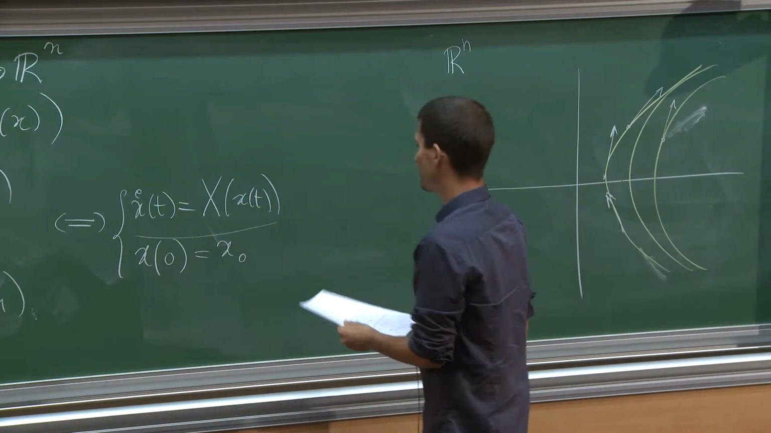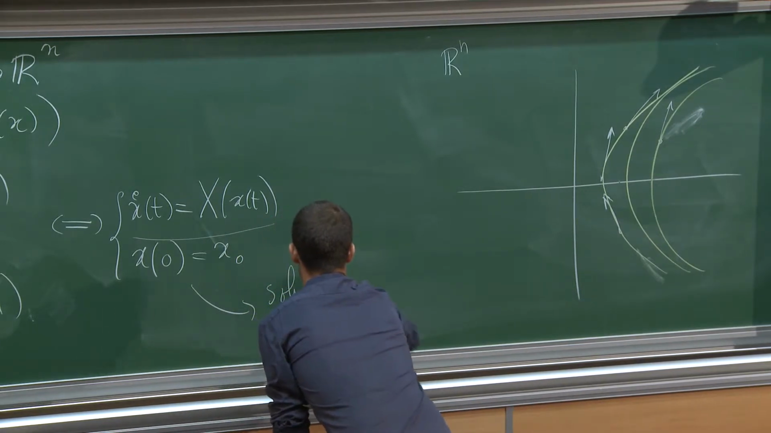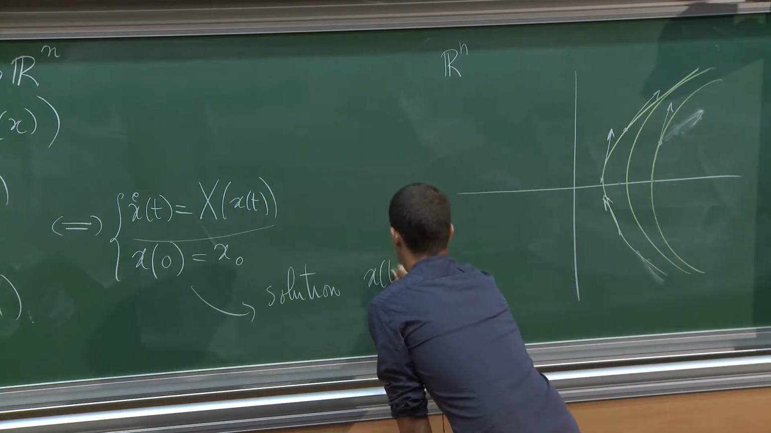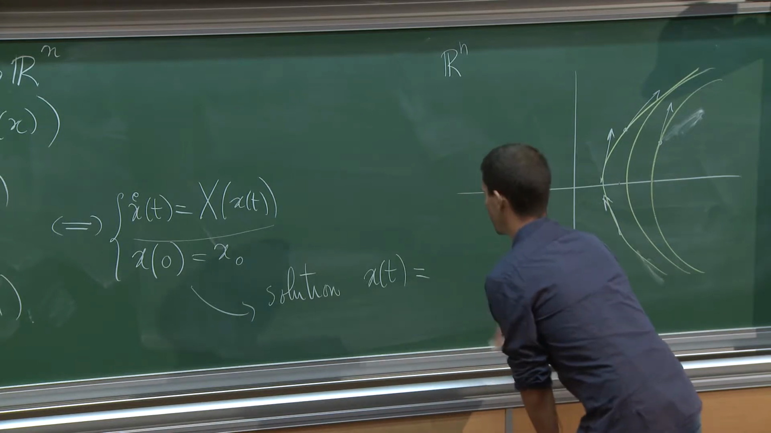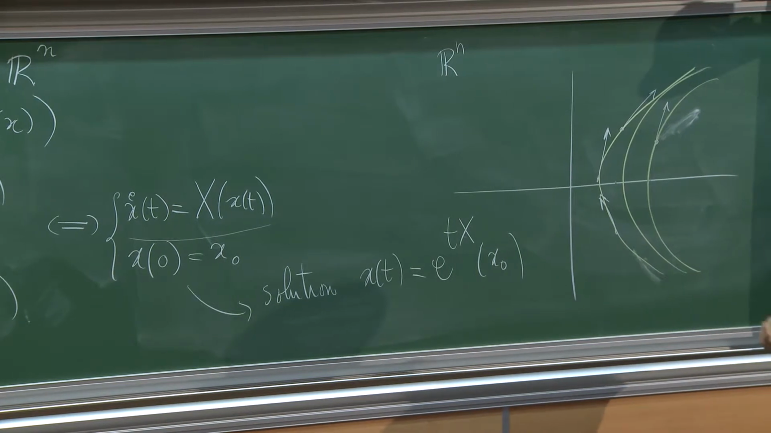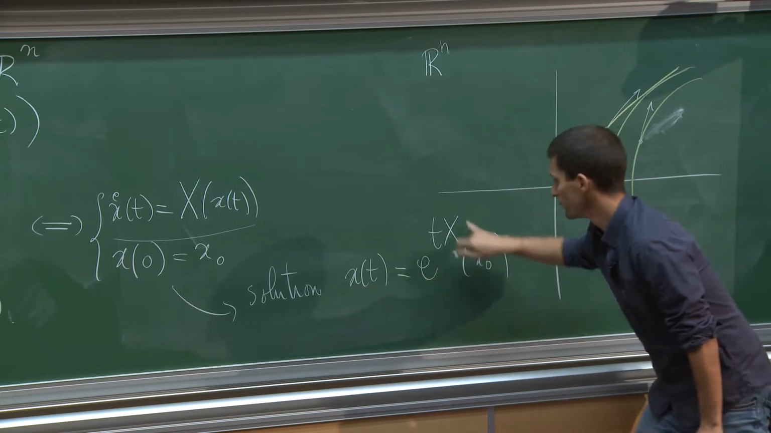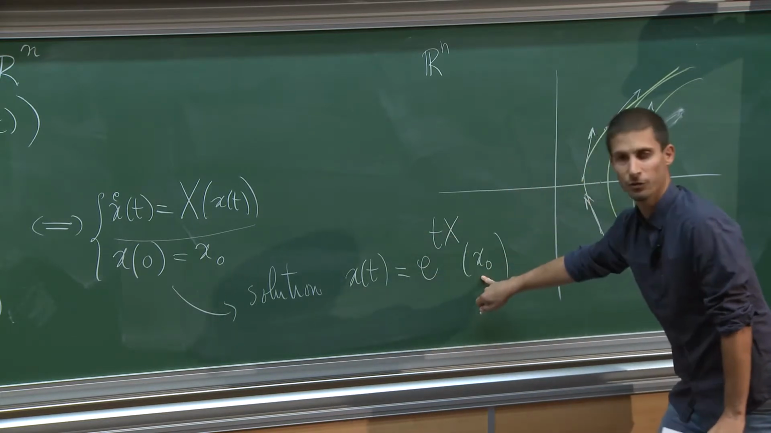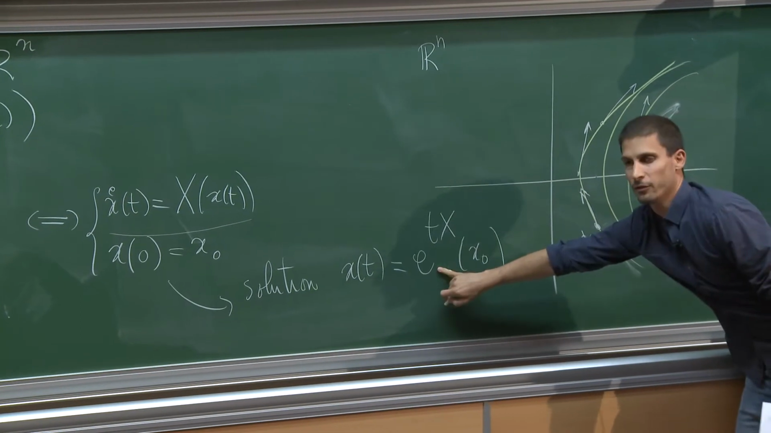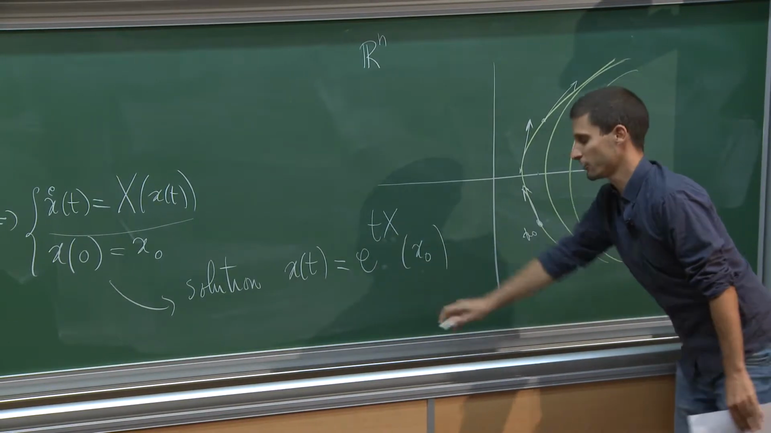Let's say the solution, let me call it still x of t, is sometimes denoted with exponential notation, like this. Let me write it like this, and this means just that we apply some flow to the initial point. It's like I take my point x0, and then I move for time t along the vector field X. Okay, this is just a notation for now.